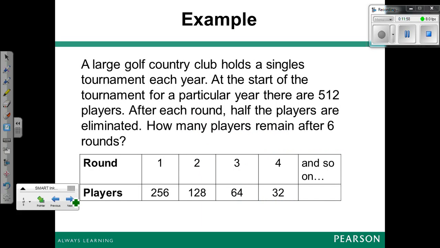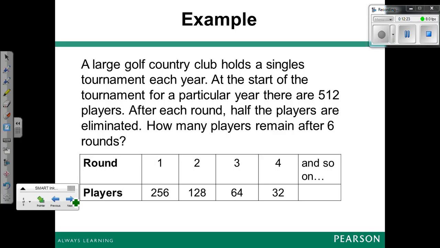So who would like to read this problem? Matthew? A large golf country club holds a singles tournament each year. At the start of the tournament for a particular year, there are 512 players. After each round, half the players are eliminated. How many players remain?